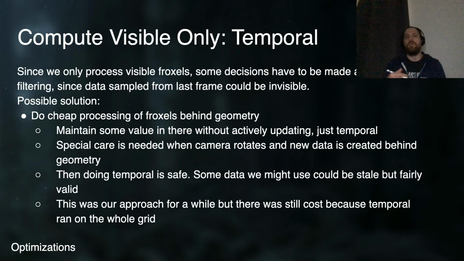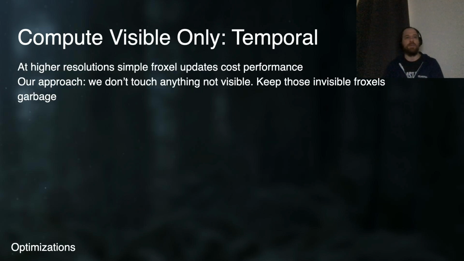Again, let's think about now processing only visible Froxels and temporal. What does it do for temporal? If we're doing this processing, it doesn't mean we can't still do temporal, right? We can still do a very simple shader that just maintains values behind geometry, whatever they were before. That gives us at least a little bit of valid data behind. But the data will be stale, and it will also be an issue whenever you rotate the camera and suddenly you're revealing data behind the geometry. You would actually need to do full processing on top. That was our approach in the beginning, but we ultimately went away from it, and we literally do not do anything at all. We keep the Froxels complete garbage behind the geometry.